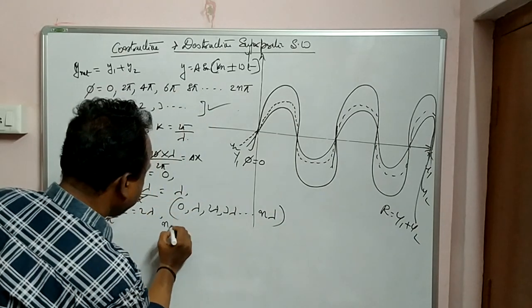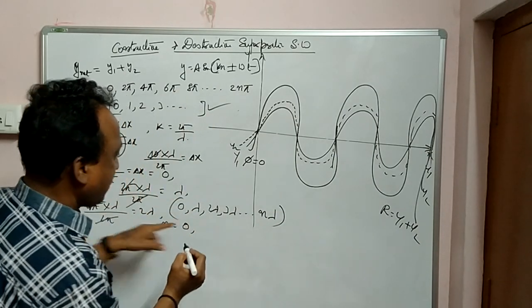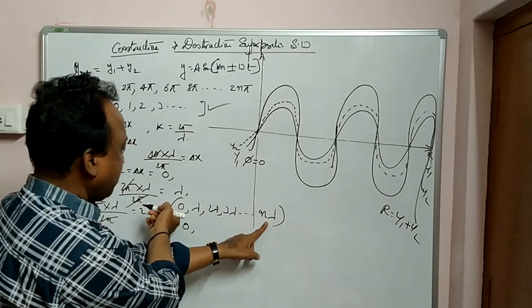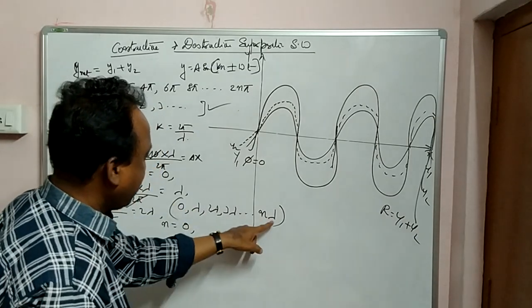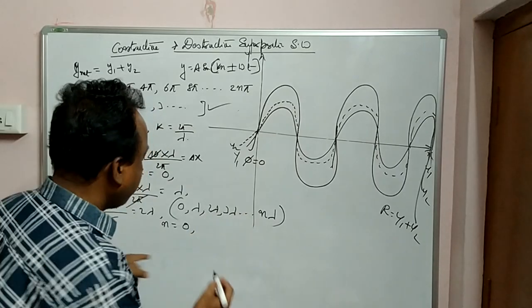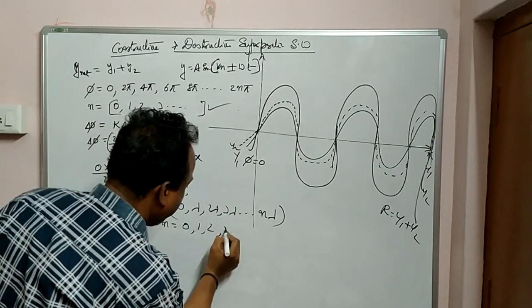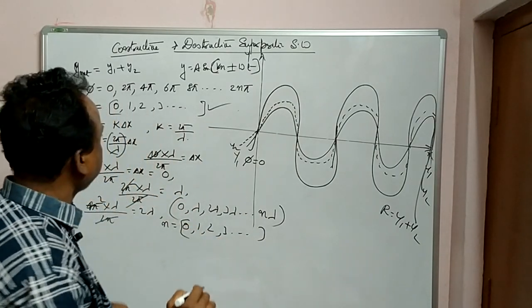Here if you put values, n is equal to 0, you will get the first one, 0. n is equal to 1, lambda. n is equal to 2, 2 lambda. n is equal to 3. So n is equal to 0, 1, 2, and so on and so forth.